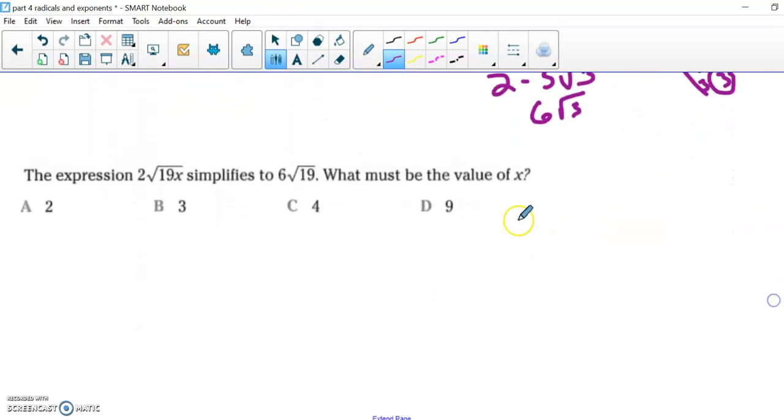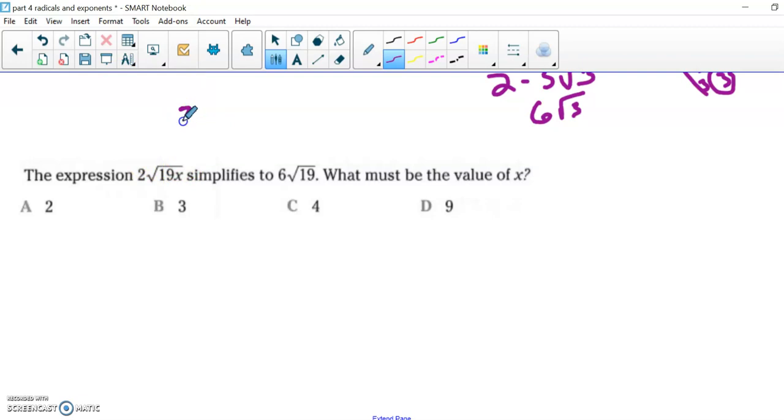This one's a little bit trickier. It says the expression 2 times the square root of 19x simplifies to 6 root 19. What must be the value of x? So they're saying somehow they went from having a 2 out in front to a 6 out in front. That means they brought a 3 out. In order for them to bring a 3 out, they must have had 2 of the 3's.